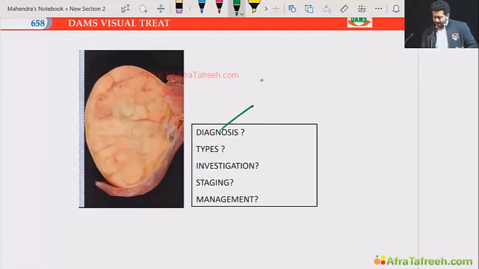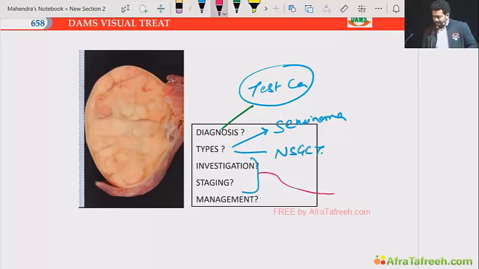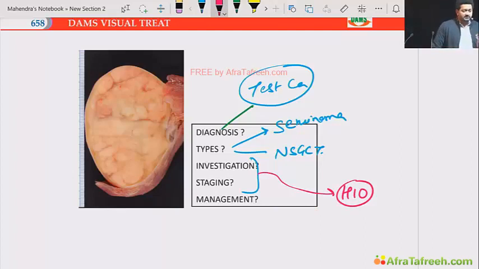Okay, this is testicular cancer. Types are seminoma and non-seminomatous germ cell tumor. What is the investigation? Investigation of choice and the treatment or the surgery are the same, that is high inguinal orchidectomy. Don't do any kind of FNAC or biopsy via the scrotum, because the scrotum has a different lymphatic drainage. Testis lymphatic drainage goes to the retroperitoneal lymph nodes. So that's why high inguinal orchidectomy is the investigation and also the surgery.